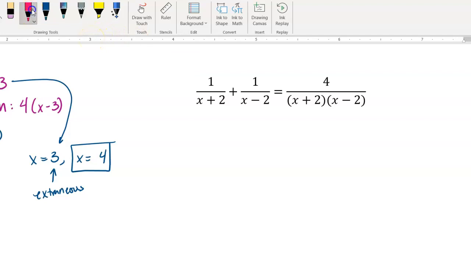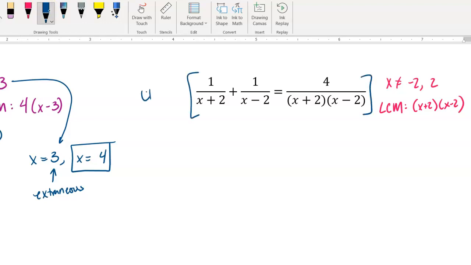All right. First, let's identify what x can't equal. So x can't equal negative 2 or positive 2. And your LCM would just be x plus 2 and x minus 2. So hopefully you got at least those. And now let's go through and multiply everything by our LCM.